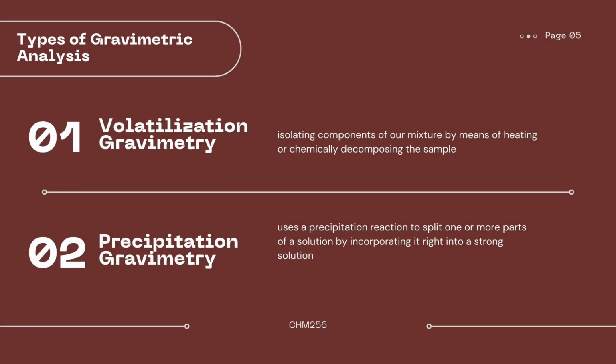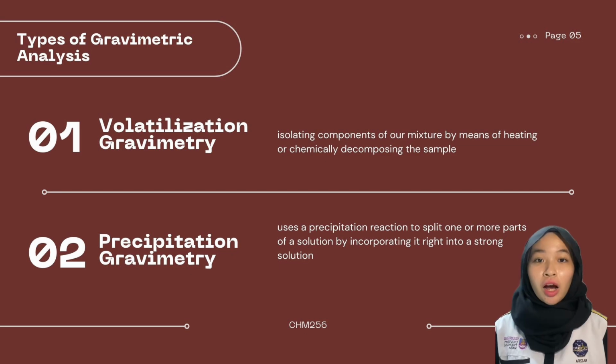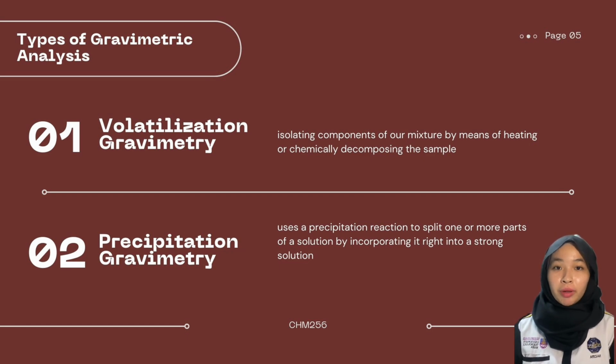There are four types of gravimetric analysis, and the common ones are volatilization gravimetry and precipitation gravimetry. Volatilization gravimetry works by isolating components of a mixture by heating or chemically decomposing the sample. Precipitation gravimetry uses a precipitation reaction to separate one or more parts of a solution by incorporating ions into a solid.